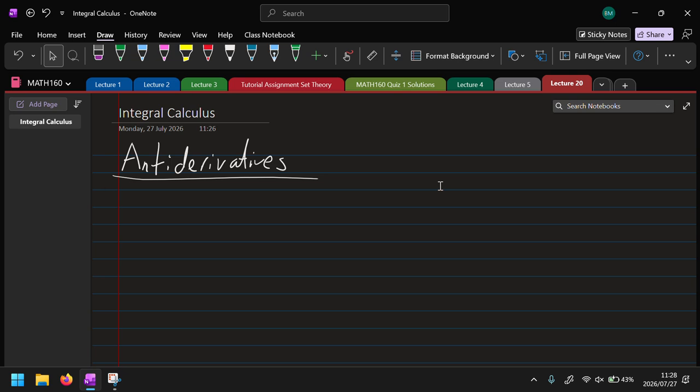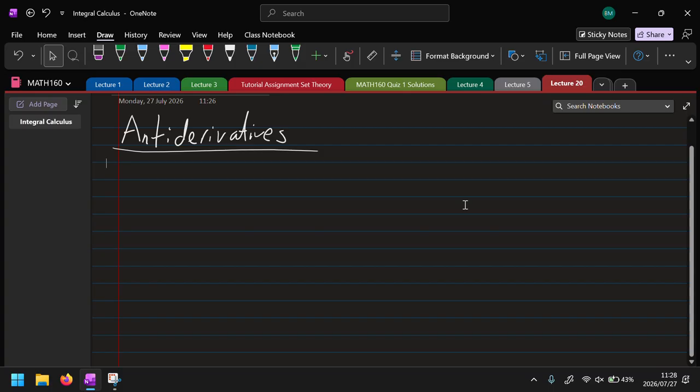Let's get started. Today we're going to start the new chapter on integral calculus. This chapter will continue for the rest of this semester and next semester in Math161. That means the last lecture for this year will just continue straight on with the first lecture for next year, if you make it.